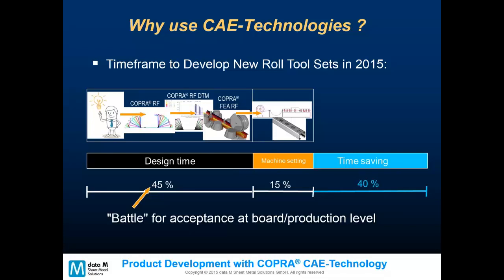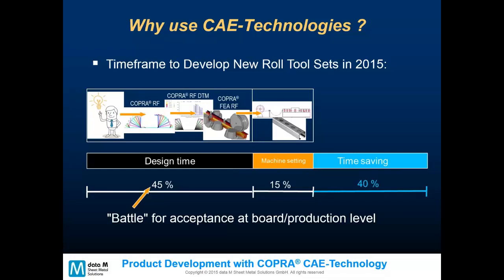However, in doing so, what we're able to do is aim to develop right first time roll tool sets with the aid of computer aided engineering technologies and ultimately reduce waste, material and time. At the machine setup, you can see here there's been a significant reduction now. We're looking in the region of 15% of the overall original product development time, and thus an overall time saving now in the region of 40%. So this is a significant difference compared to 30 years ago.